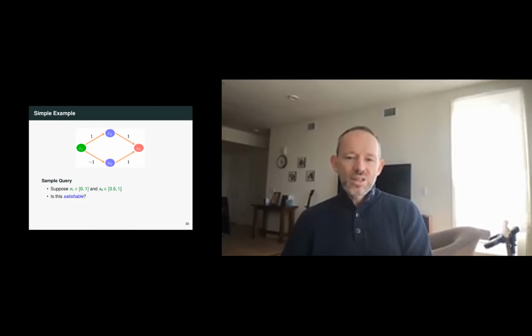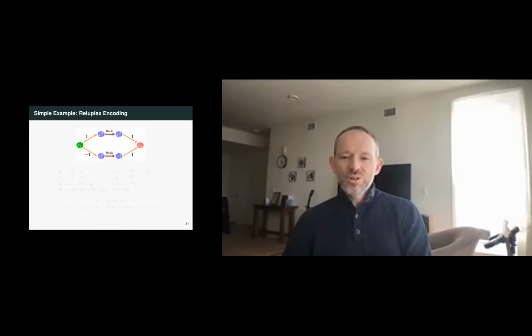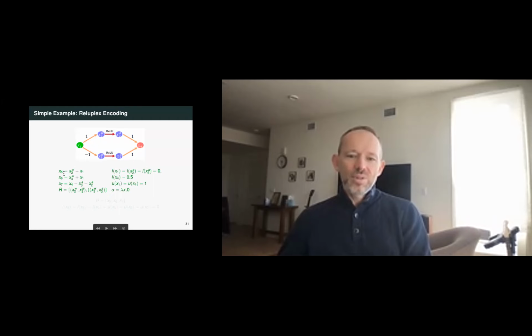So let's see how this works in a simple example again. So here's our simple network, and suppose we want to ask the question, is it possible for the input to be within the range 0, 1, and the output to be within the range 1/2 to 1? Is that satisfiable? Okay, so the first thing we're going to do is we're going to split these internal nodes, the ones that have the activation functions. We're going to split them into 2 variables. We have the incoming variable and the outgoing variable. Now we can write a bunch of constraints. Okay, so we write these constraints on x5, x6, x7. Those are just going to represent these different terms.